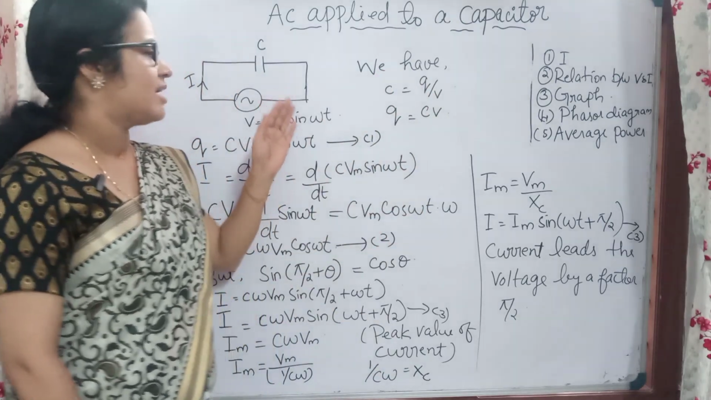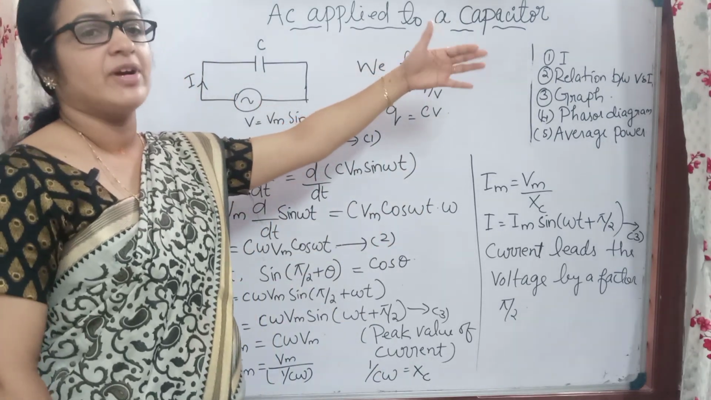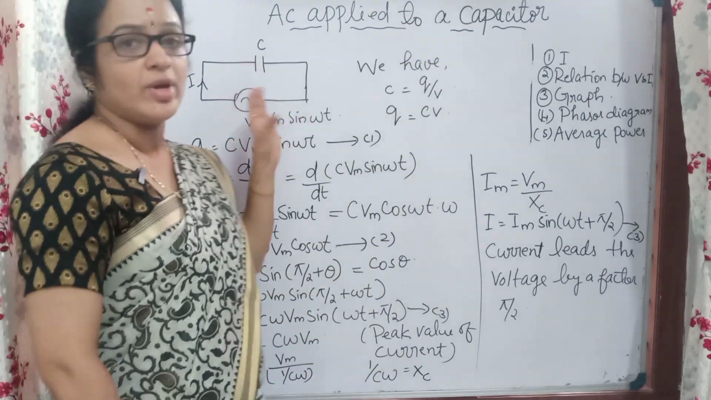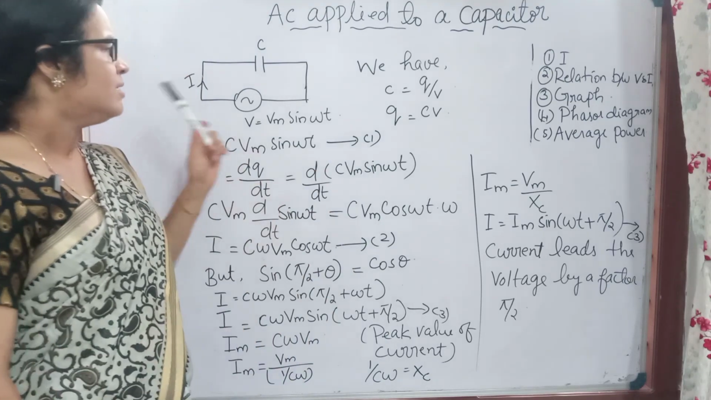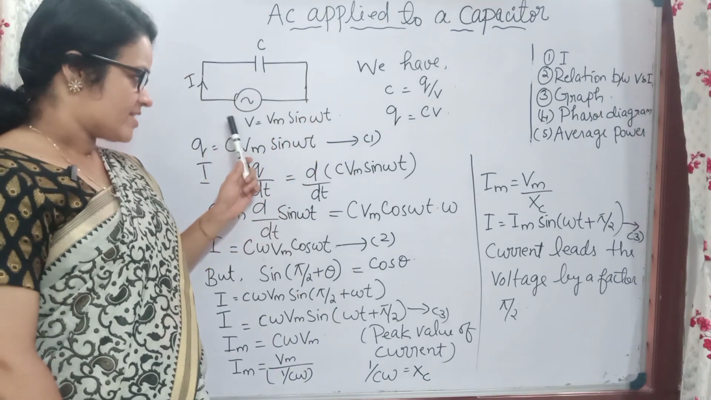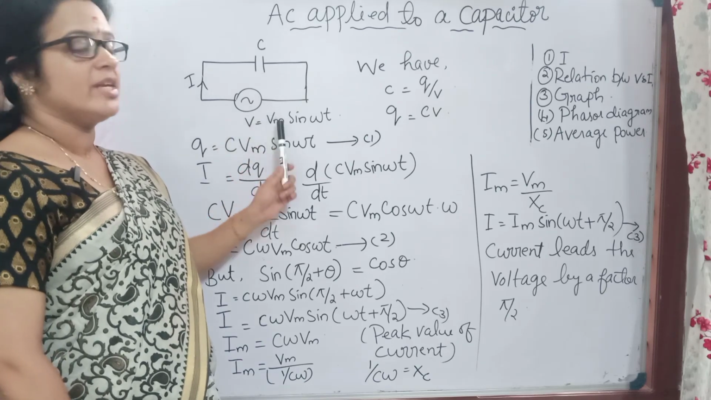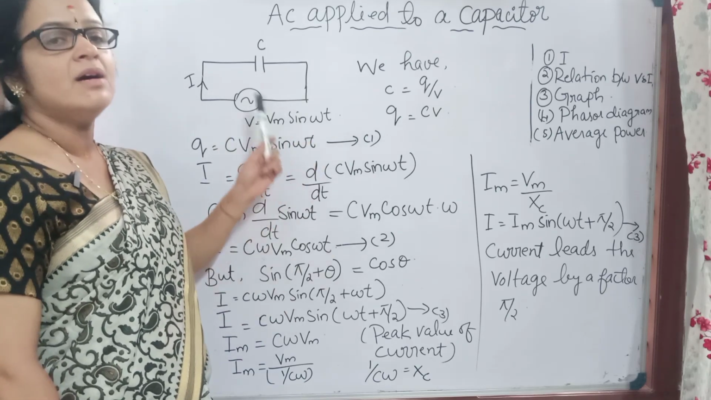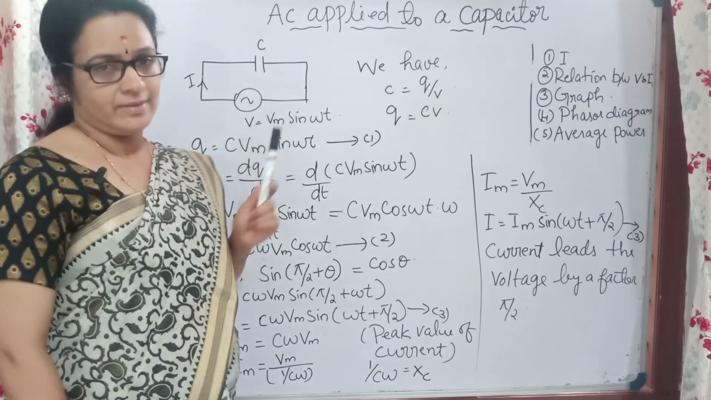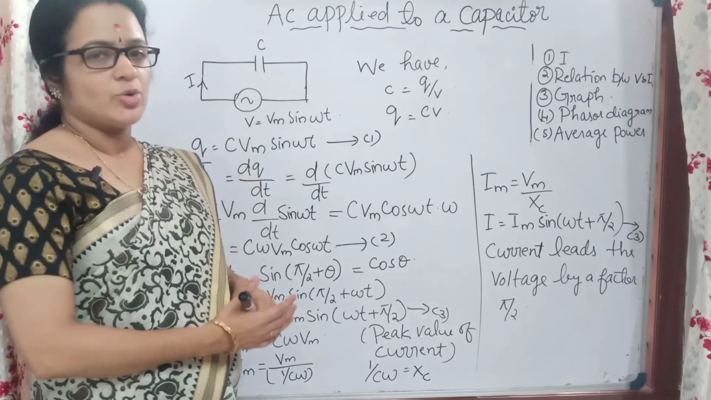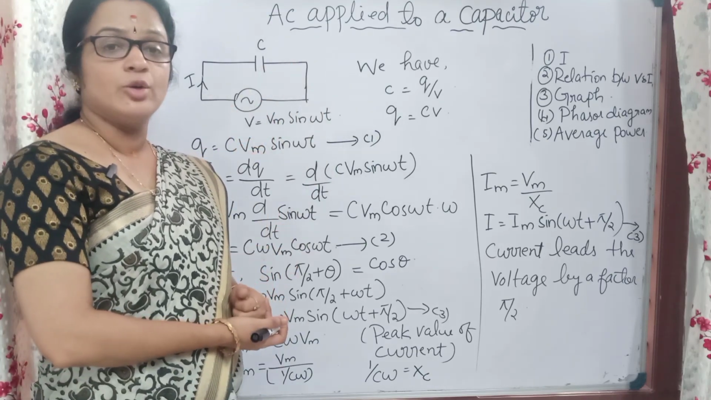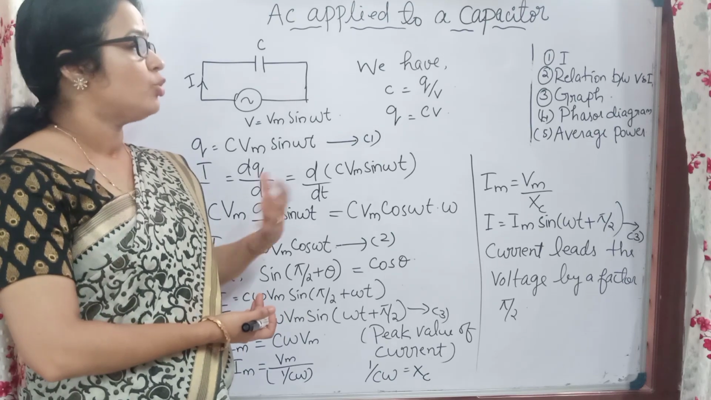So first of all we can start with the current equation. How can we find the instantaneous current in the case of AC applied to a capacitor? Here we have a circuit which has an instantaneous voltage V is equal to Vm sin omega t. Here Vm is the peak value of voltage. Now we have to find the current. Here only a capacitor is there. Current I is equal to dq by dt, so Q we have to find.